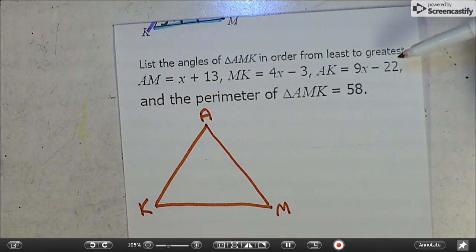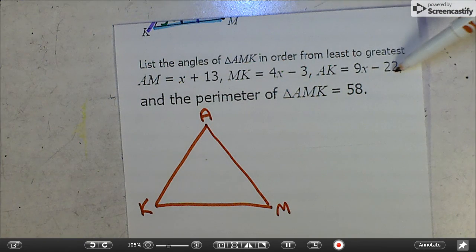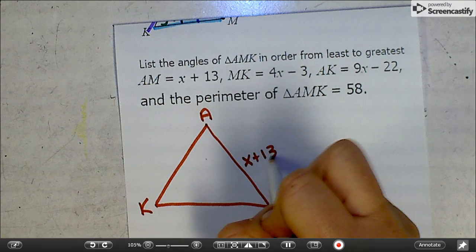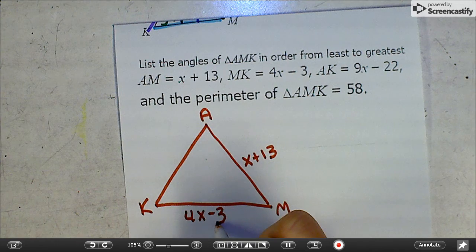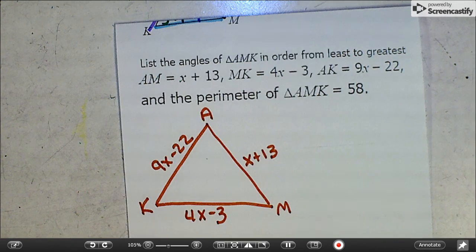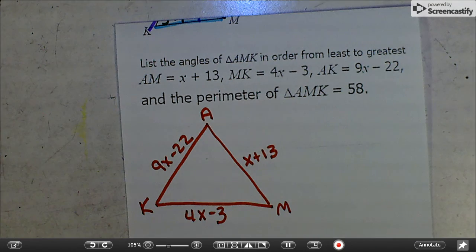Well, what did they give us here? Are these sides or angles? Sides. So AM is x plus 13. MK is 4x minus 3. And AK is 9x minus 22. Whoa. Okay? That's a spot that you have to be super careful because if you accidentally wrote those in the angles, you're going to do something totally different, right?